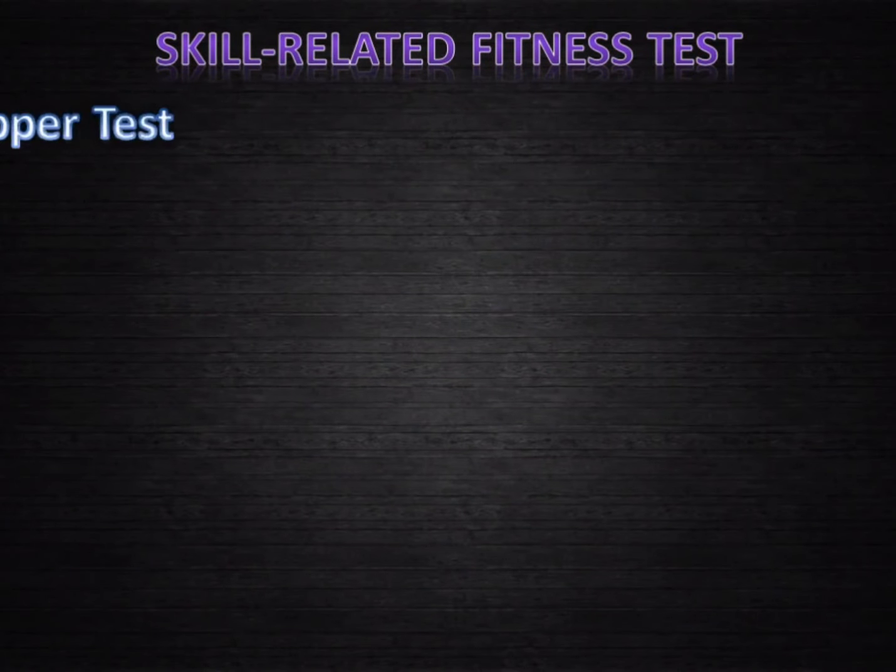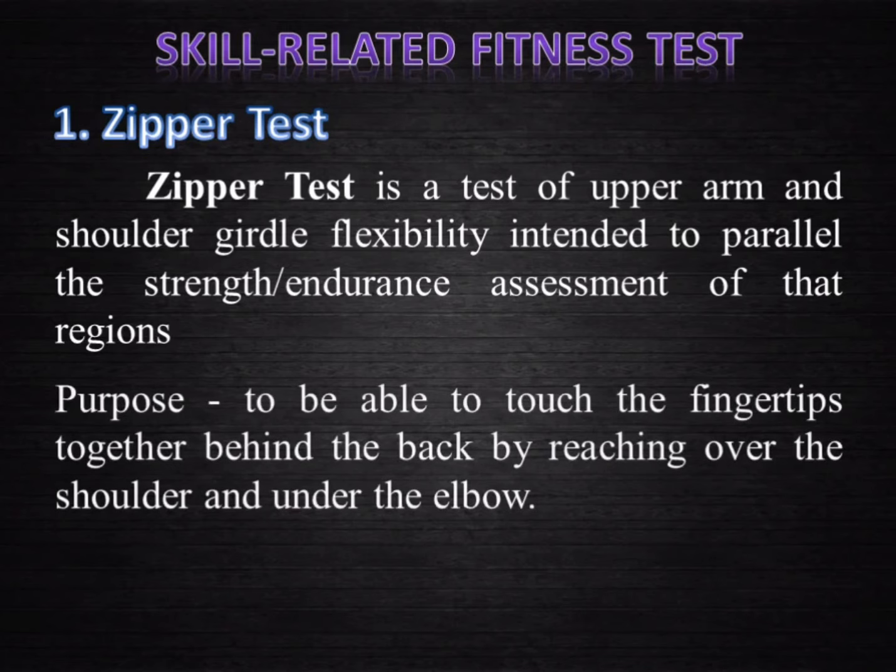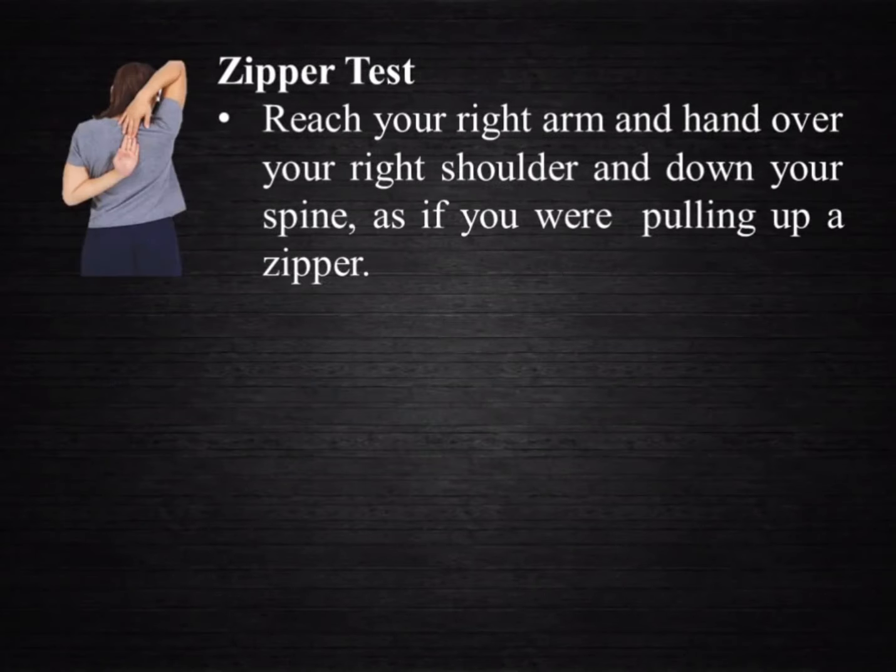Skills-related fitness test. Zipper test is a test of upper arm and shoulder girdle flexibility intended to parallel the strength/endurance assessment of that region. Purpose: to be able to touch the fingertips together behind the back by reaching over the shoulder and under the elbow.